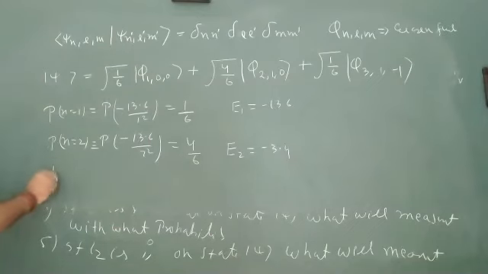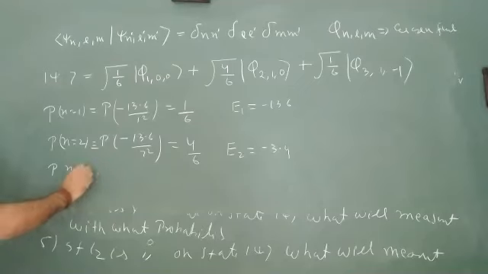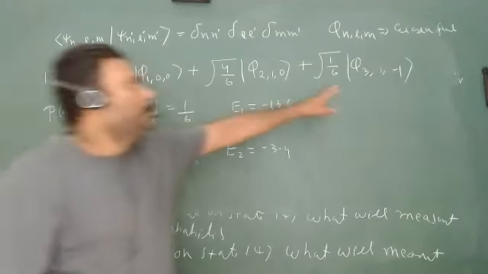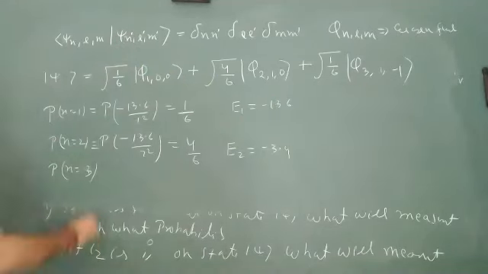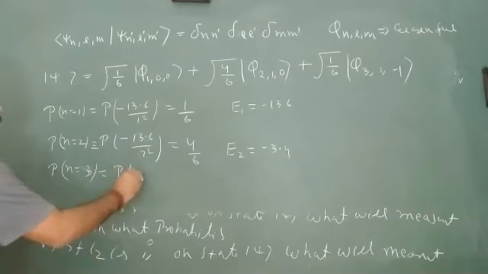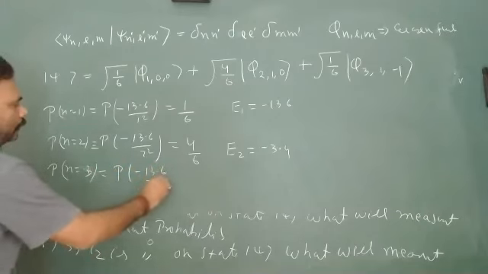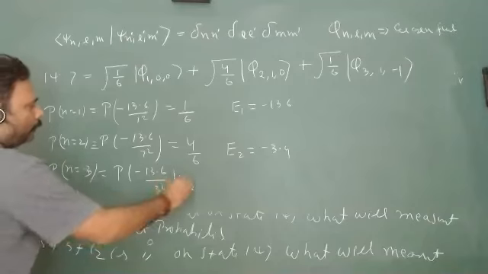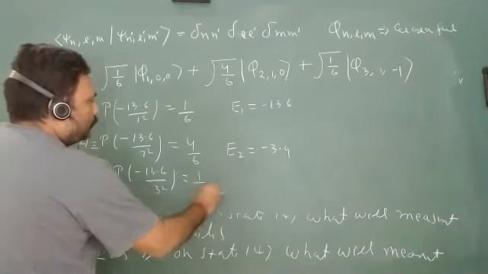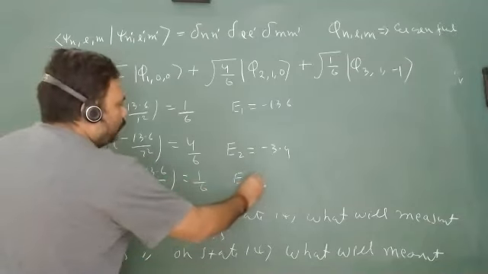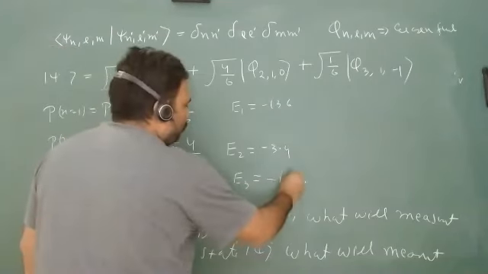Similarly, we will go for the probability of measurement n is equal to 3. N is equal to 3 means I am talking about this state, and that will be minus 13.6 by 3 square. What will be this value? 1 by 6. So what will be E3? E3 is minus 1.5, isn't it?